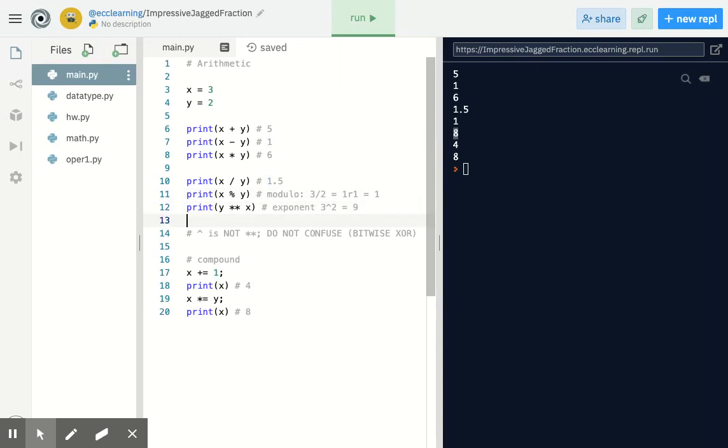Exponent is not the tick symbol, which is like the upward tick. This is what's known as a caret symbol, but this is actually a bitwise operator, a bitwise XOR, and people mistake it for exponent, but really it's totally different. So how to do exponent? It is simply a double multiplication symbol.